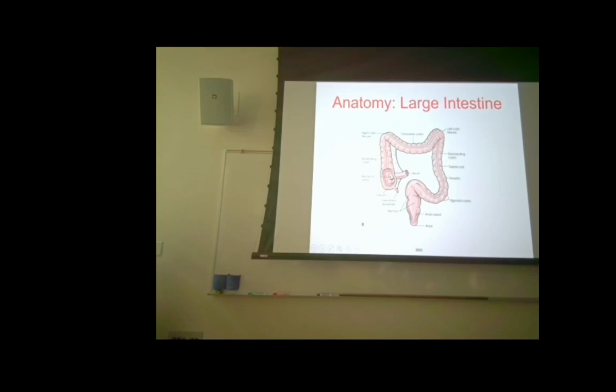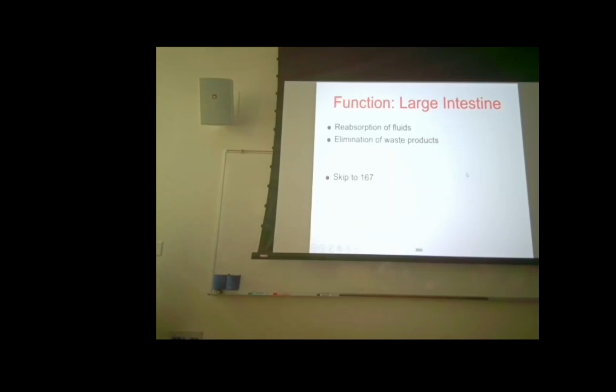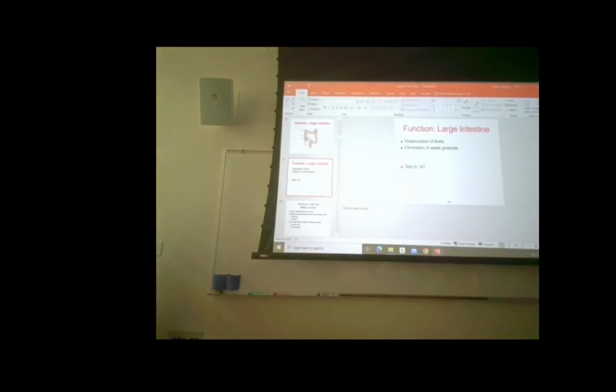Teniae coli are the stripes you see on the top and the bottom, and that's what bunches the colon up and gives us those haustral markings. We do have pathologies that remove that characteristic appearance, and we'll talk about those as well. So, reabsorption of food and elimination of waste products, and now we're going to skip again some of this, because now we're getting into the biliary system.